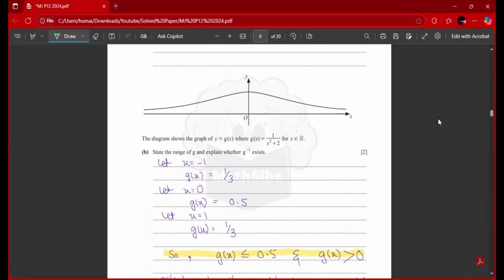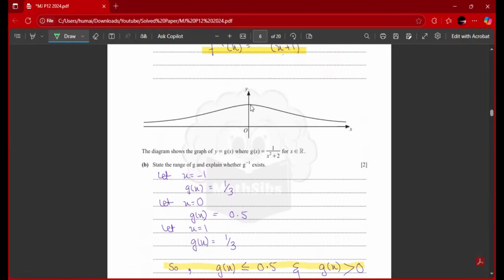And why does g inverse not exist? So let me tell you why. For g inverse to exist, our function should be a one-to-one. But this function is not a one-to-one. Why? Well, you see, let's take this value. Let's say it's something like 0.46 or something. Okay, so let's say this is 0.46.